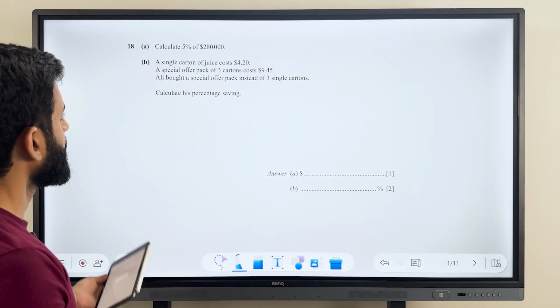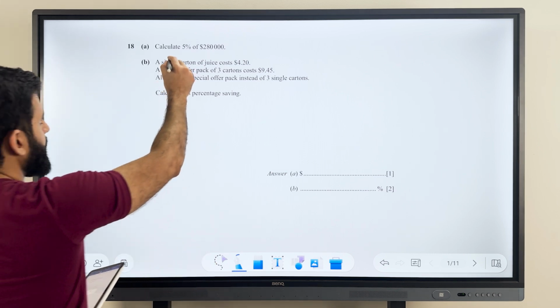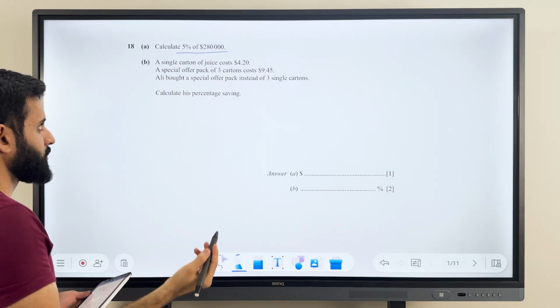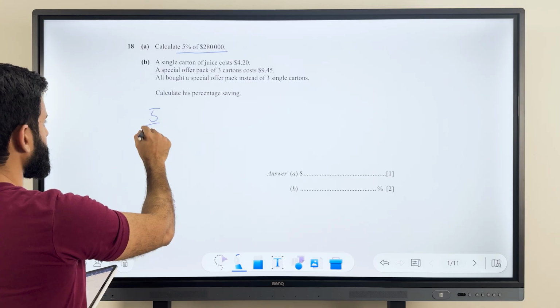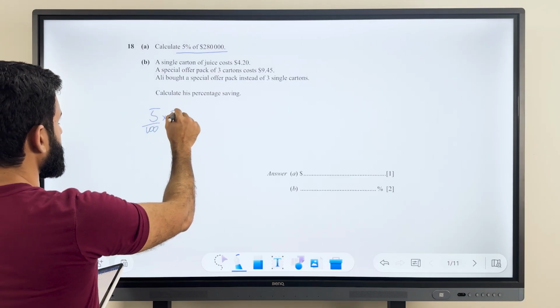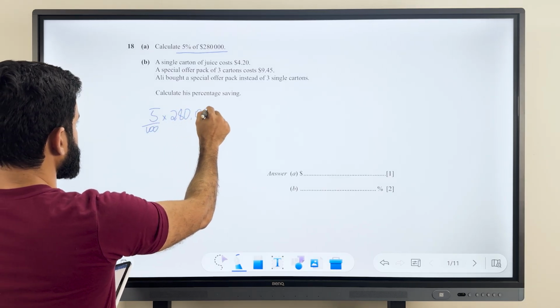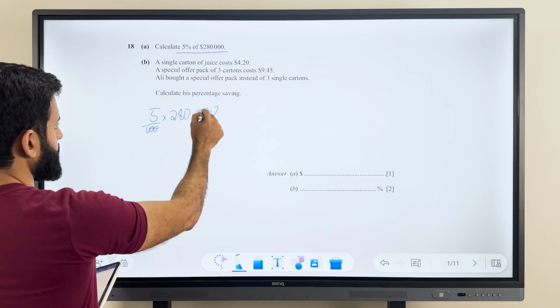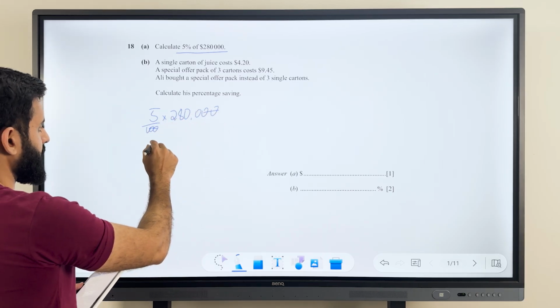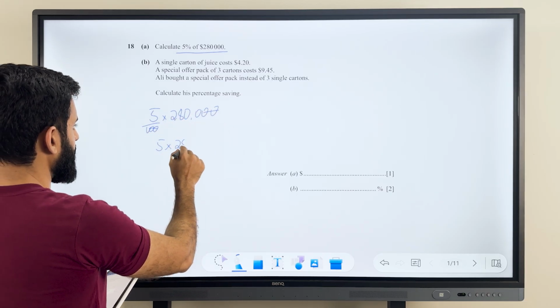So let's start. First part, very simple. We're supposed to calculate 5% of 280,000. We take 5%, which means 5 upon 100 multiplied by 280,000. So let's simplify. We cross out the two zeros. What are we left with? We're left with 5 into 2,800.